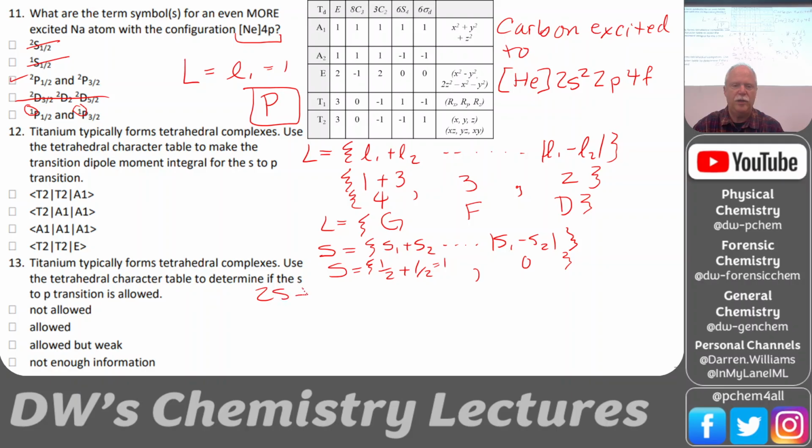Multiplicity, 2S plus 1, is equal to the set of 3 and 1. So 2 times 0 is 0 plus 1 is 1. And 2 times 1 is 2 plus 1 is 3. So we got triplet and singlet.